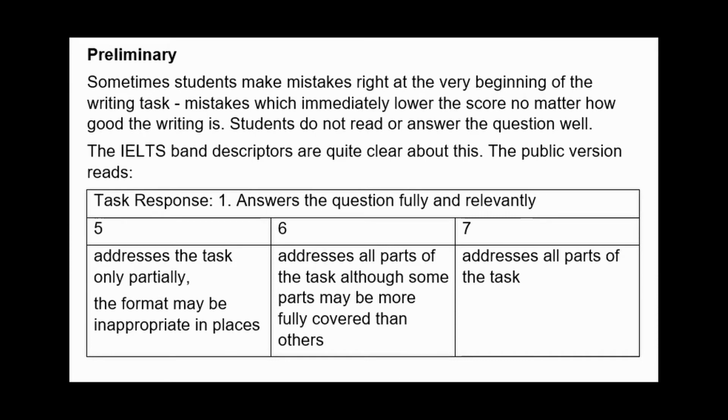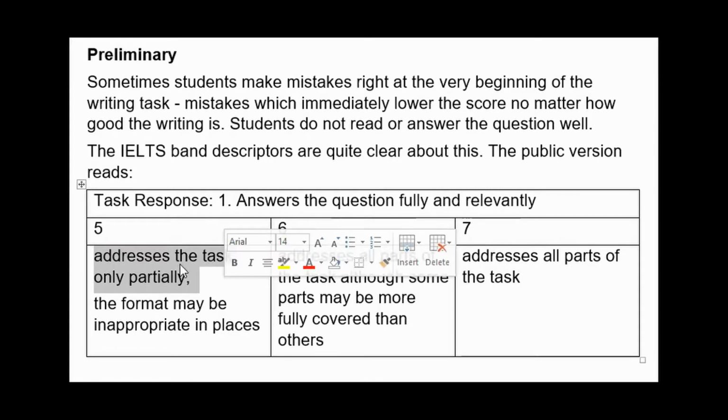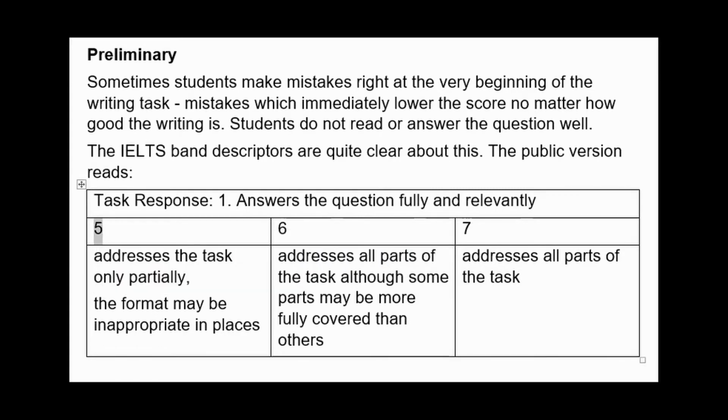Okay, well, first off, we have to look and see what the band descriptors for the writing task 2 have to say. So the first criteria is task response, and the first part of that has to do with whether or not the task is fully and relevantly addressed. If you only partially address the task, your score for task response might be limited to a 5. If you address all parts of the task, though some parts may be more fully covered than others, your score might be a 6. And if you address all parts of the task, then your score might be a 7. So it's important to know what the task is asking of you.